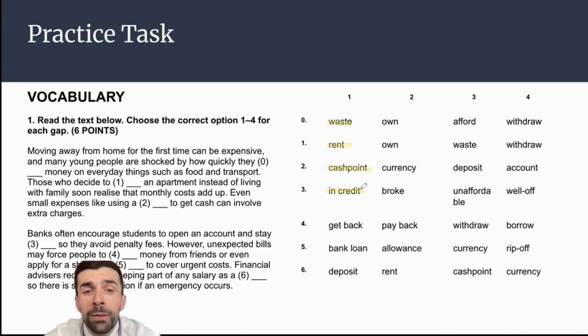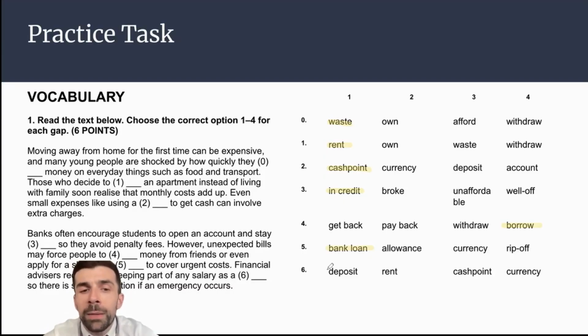However, unexpected bills may force people to borrow money or even apply for a short-term bank loan to cover urgent costs. But payback is the opposite of borrow. This is when I return the money. Withdrawals from an ATM. And get back is, for example, when I return a product to the shop and I get back money, such as a refund. So borrow is the only option that works in number 4, to take for a short time. Apply for a bank loan is a more formal way to do this, like we do in banks.